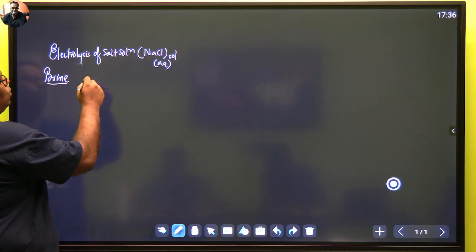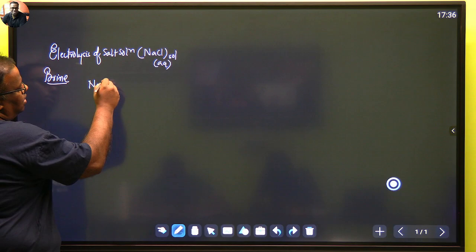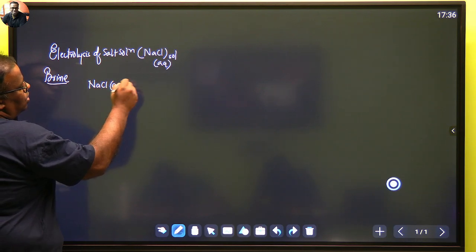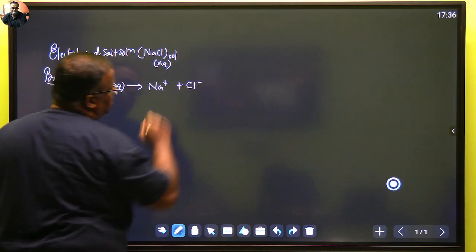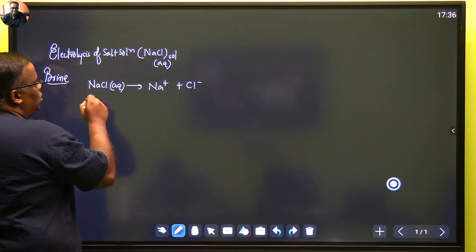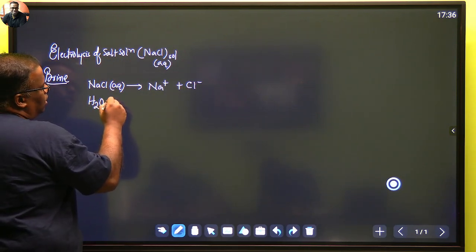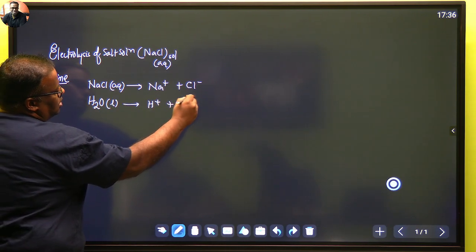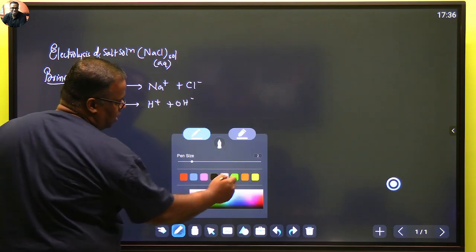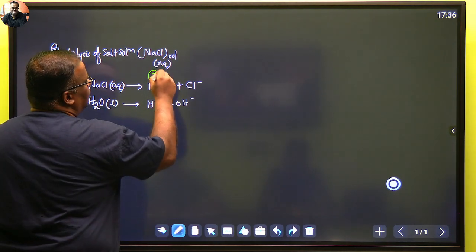So let's now see what will happen. NaCl, it is in aqueous mode, so it splits up into Na+ and Cl- as the electrolyte. We also have water, and water splits up as H+ and OH-. So if you right now see, it has become far more interesting.